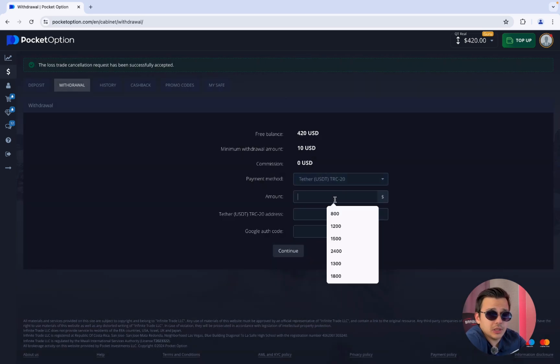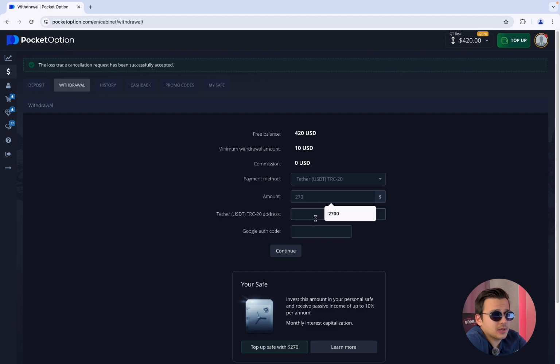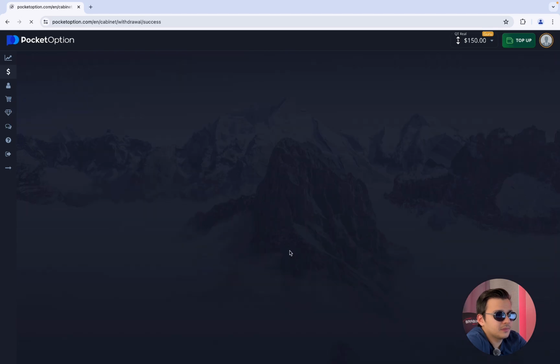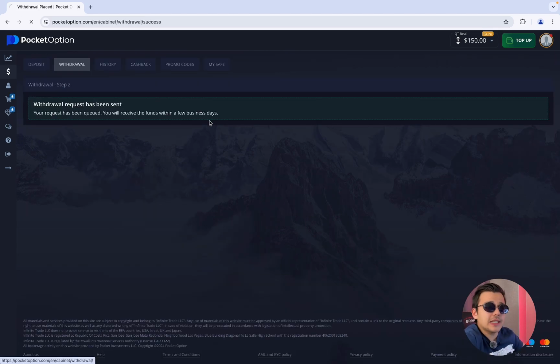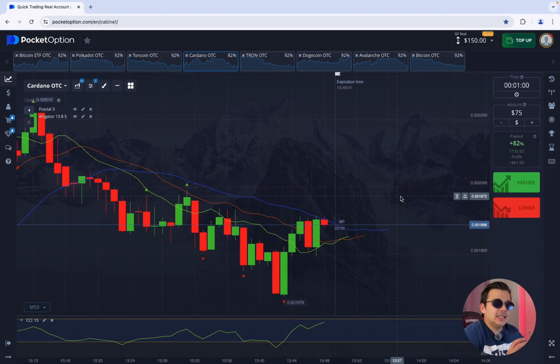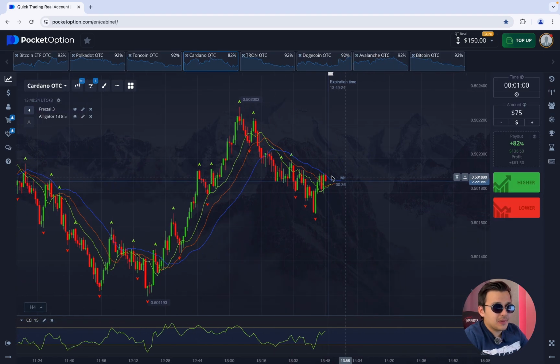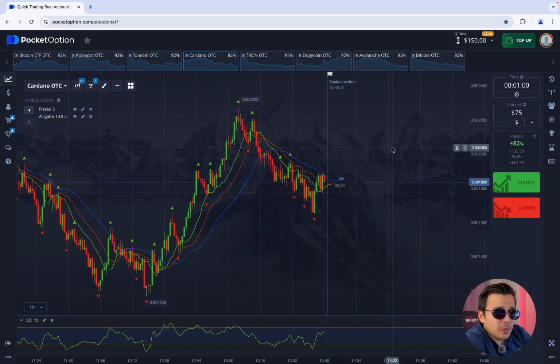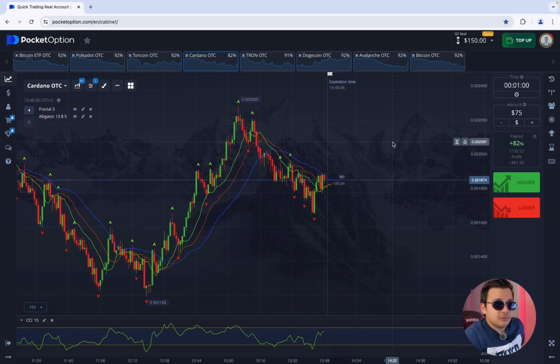Today's total profit is $270. The withdrawal process is successful. That's it for today's trading session. As I mentioned earlier, this strategy has proved itself consistently. With proper chart analysis and trend understanding, and some practice, you'll achieve similar results.